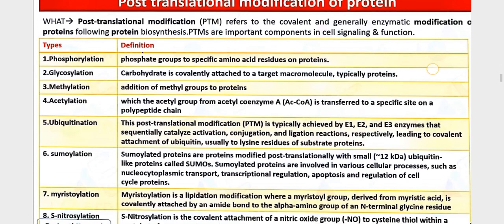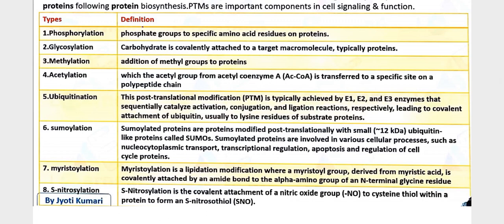Methylation, addition of methyl groups to proteins. Acetylation, in which an acetyl group from acetyl coenzyme A is transferred to a specific site on a polypeptide chain. Ubiquitination, a post-translational modification, is typically achieved by E1, E2, and E3 enzymes that subsequently catalyze activation, conjugation, and ligation reactions respectively, leading to covalent attachment of ubiquitin, usually to lysine residues of substrate proteins.